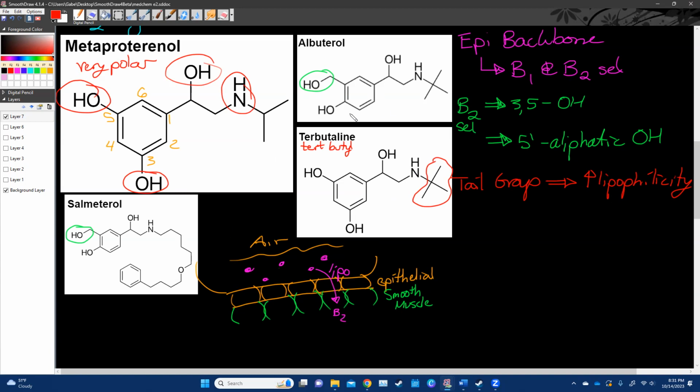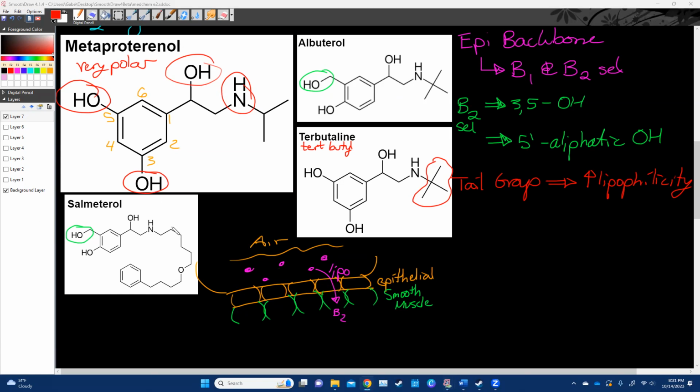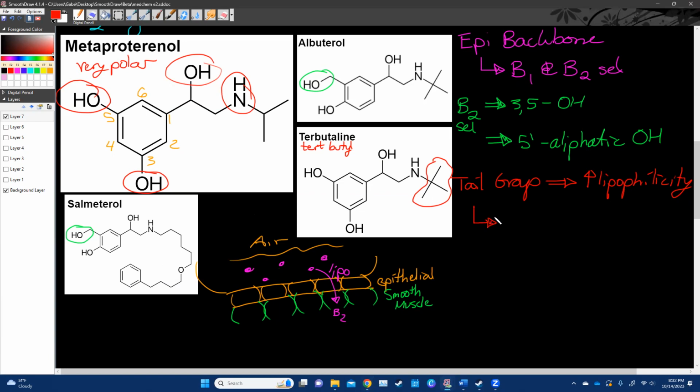Albuterol and salmeterol, same thing with albuterol. Albuterol uses the tert-butyl group, which enables it to have very, very good lipophilicity. But salmeterol, even more so. Salmeterol has a huge, huge lipophilic tail. So out of all these drugs listed, who's going to have the most lipophilicity? Who's going to be able to get to the receptor better? Salmeterol. What is the drawback to having this bigger group?